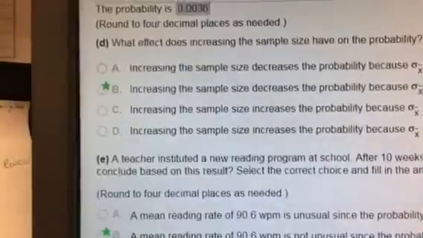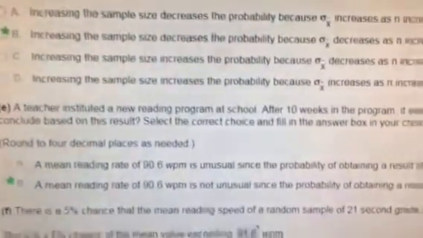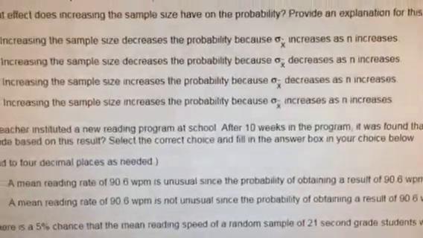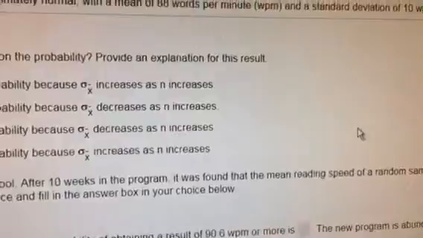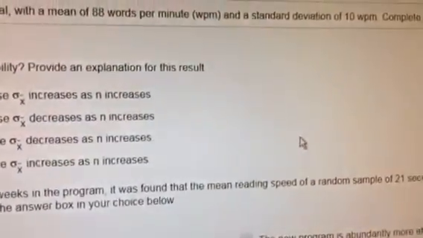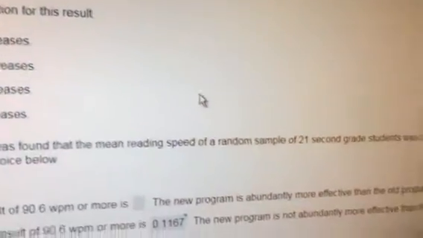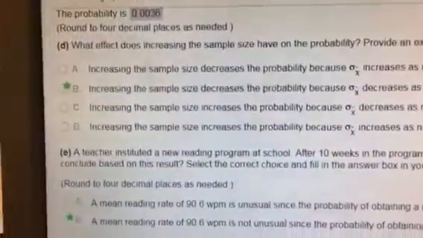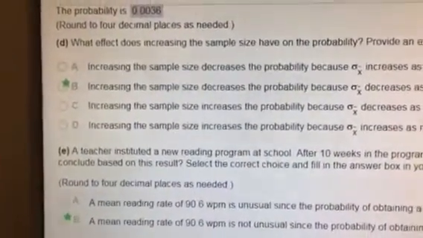And in part E, it says, a teacher instituted a new reading program at school. After 10 weeks in the program, she wants to know if there's a change. It says if it found that the mean reading speed of the new sample now of the 21 second grade students was 90.6. So notice we're trying to find out what might you conclude based on these results. Did her new program work or not?